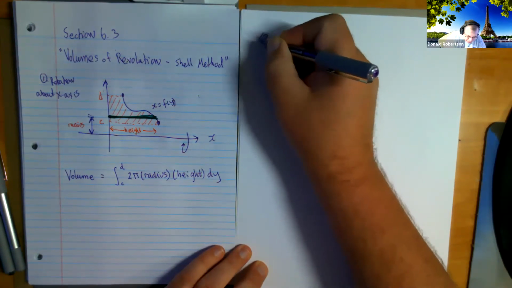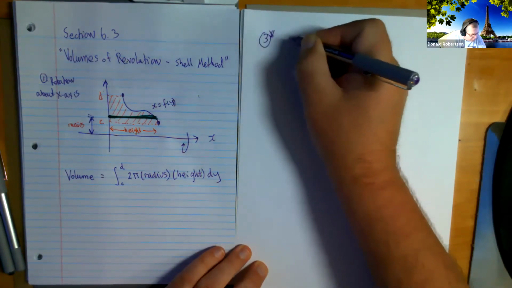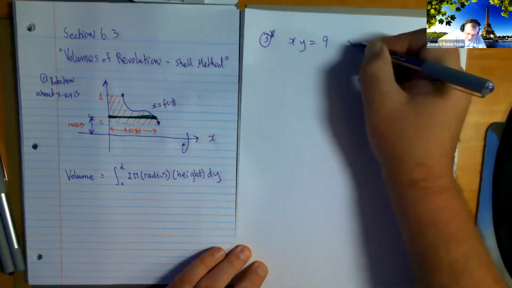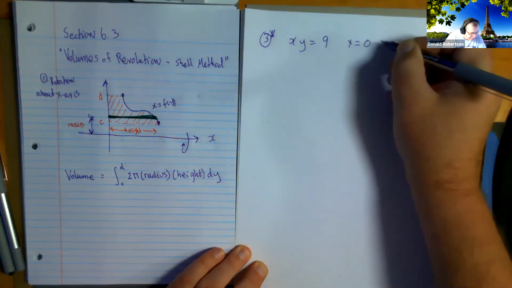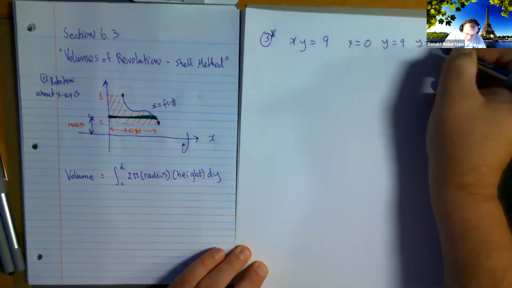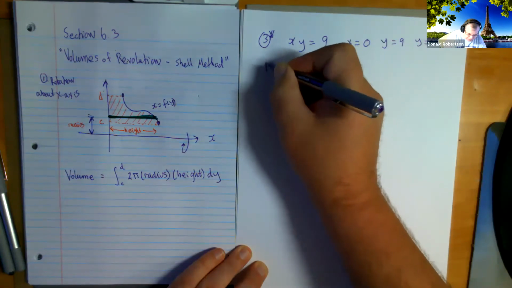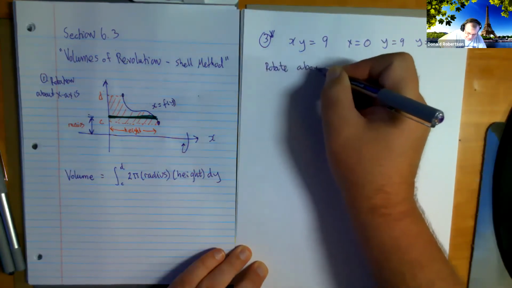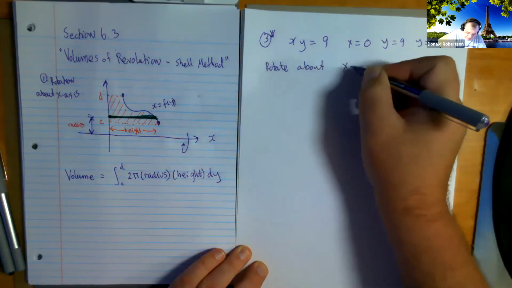This is question 3 from the homework. We're being asked to take this curve xy equals 9, from x equals 0, y equals 9, y equals 11, and we're asked to rotate about the x-axis.